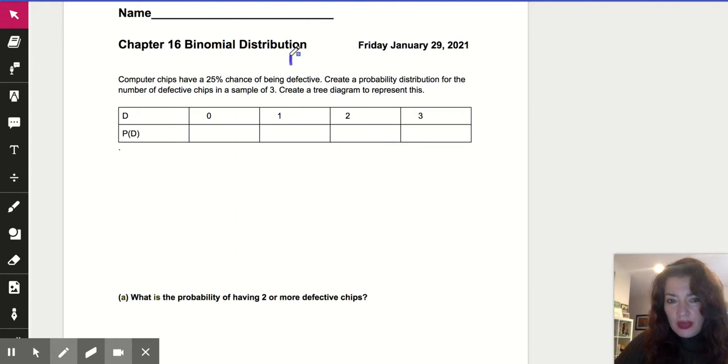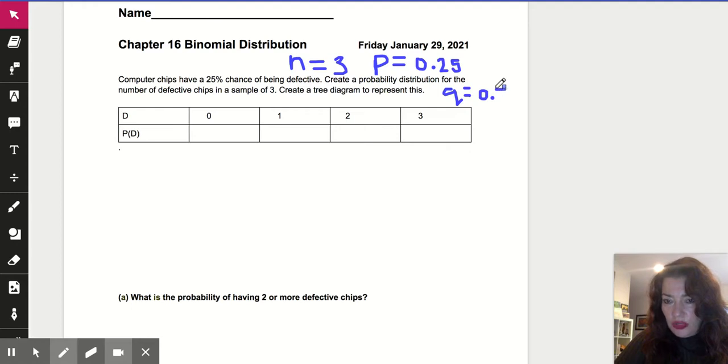So I'm going to go ahead and write that n is our sample and that equals 3. And then from that, the probability of being defective is 25%, so I'm going to write 0.25. Which means that the probability of not defective would be 0.75. So I'm going to call that Q, which is the same as 1 minus P, and I'm going to write that as 0.75.